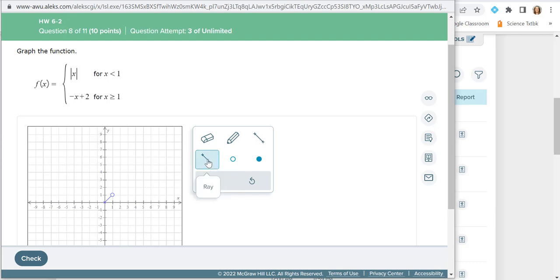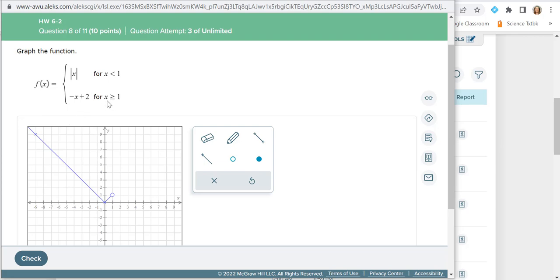Then I'm going to click on this ray and start at the origin and go left here to do the V. Click on the second point. That means it's got a ray and it goes on forever in this direction.